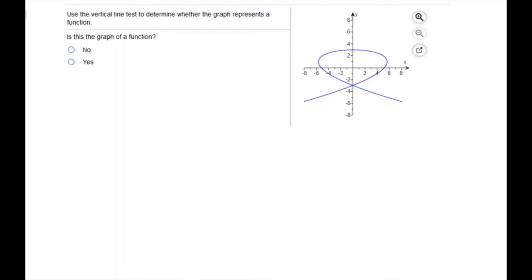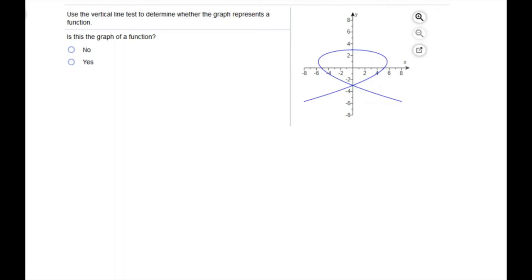The next question says, use the vertical line test to determine whether the graph represents a function. So is the graph a function? So once again, we're trying to decide whether this is a function, this picture this time. And it goes back to that definition of a function again. Every x has exactly one y. And the way we do that with graphs is a vertical line test.